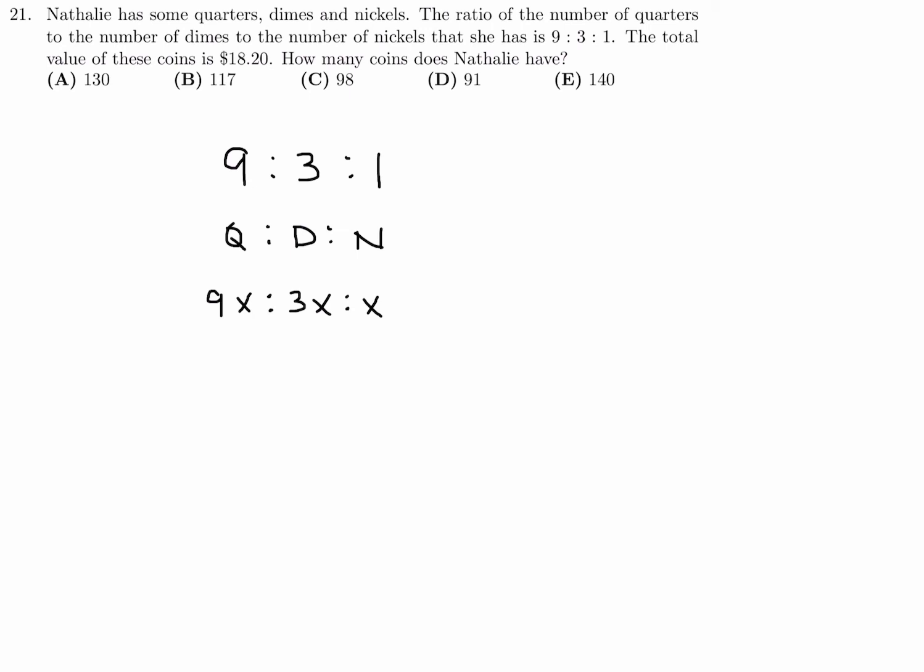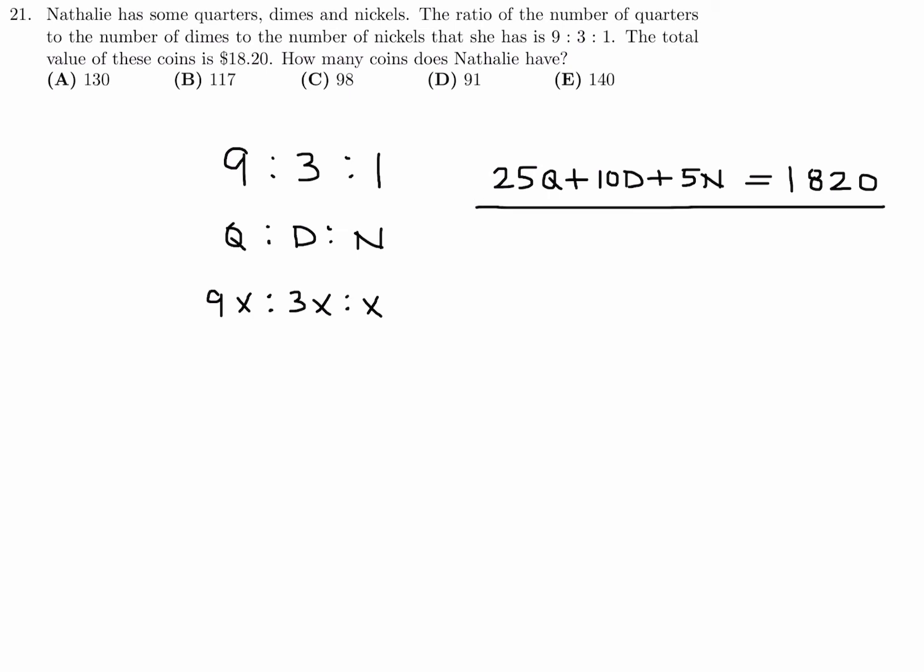Next, we have to look at the total, which is $18.20. And I'm going to convert that to cents, so 1,820 cents. And that equals 25 cents times the number of quarters, plus 10 cents times the number of dimes, plus 5 cents times the number of nickels. Correct? So, there you go. This is the equation we have to solve.